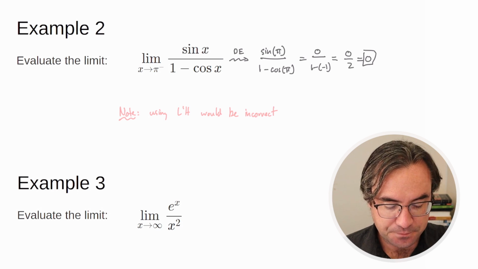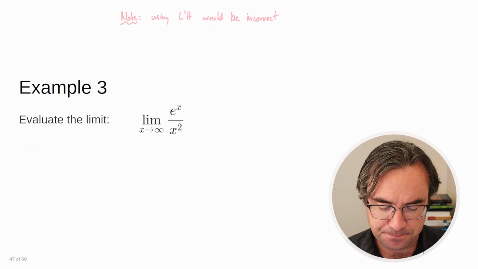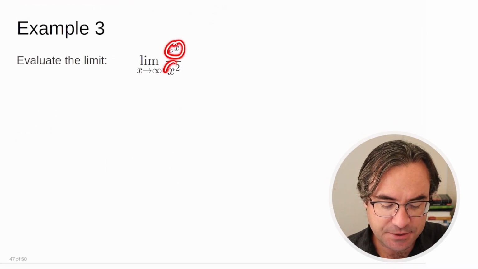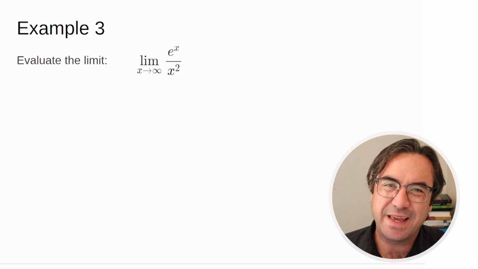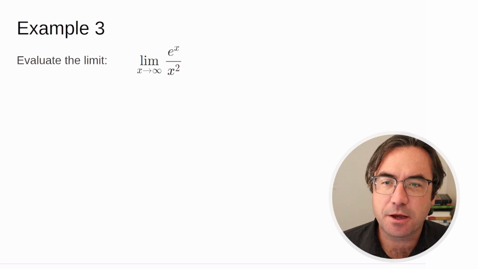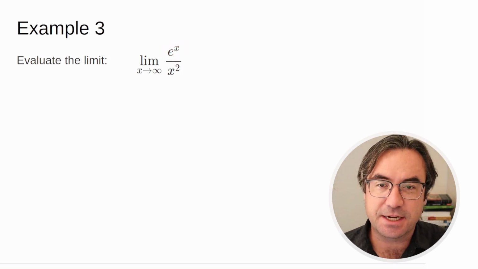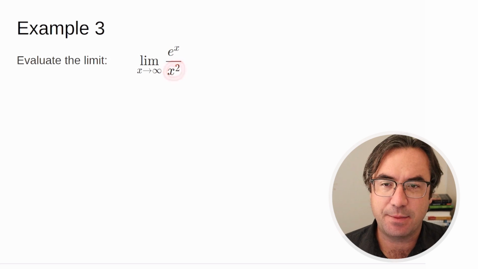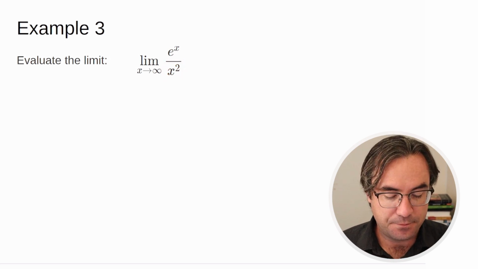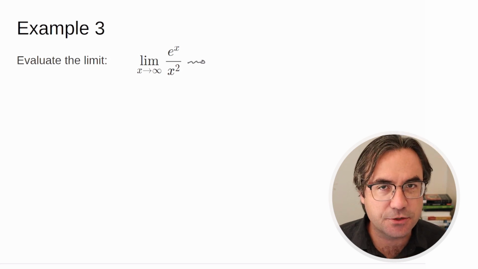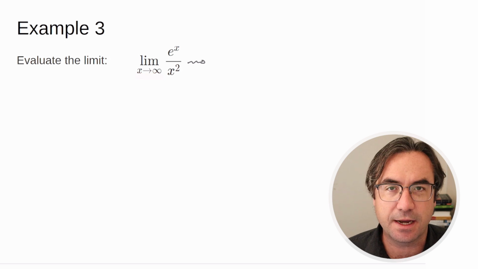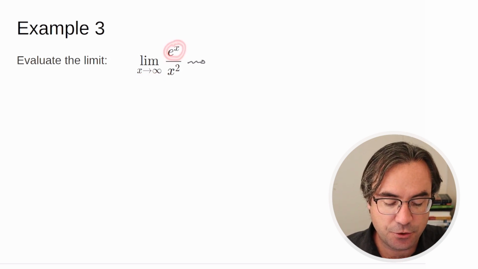All right, so let's look at example 3. We've got e to the x over x squared. Now here, x is approaching infinity, so we can't really do direct evaluation, but we can think about what happens to the numerator as x gets really big and what happens to the denominator. So if needed, we can still use L'Hopital's rule for limits where x goes to infinity or x goes to minus infinity. But let's think about what's happening to the numerator.